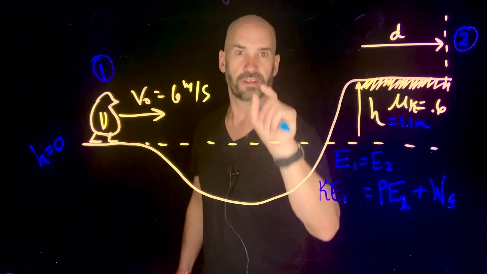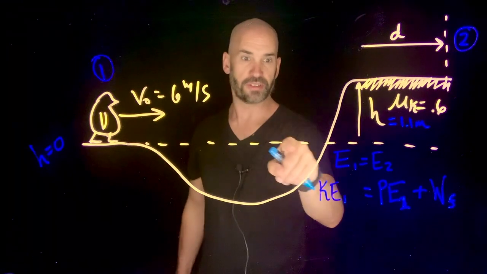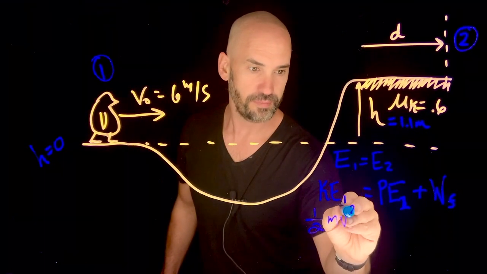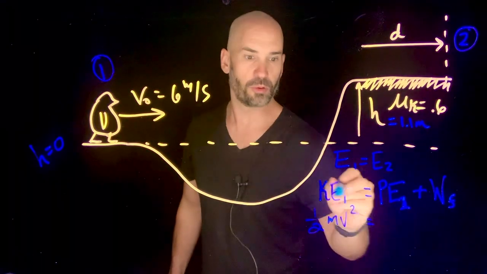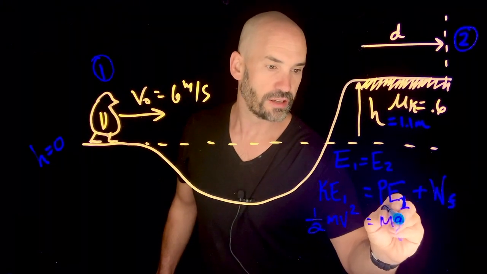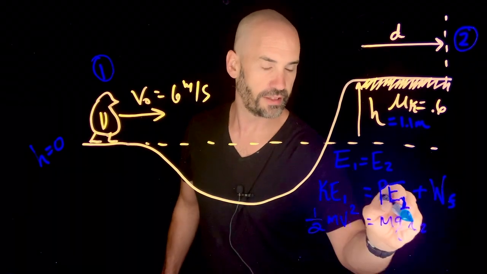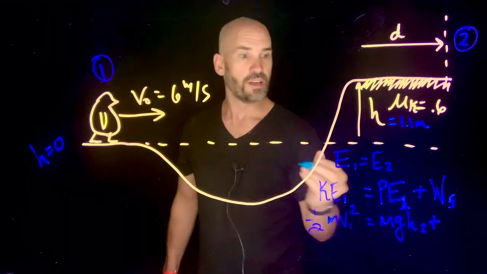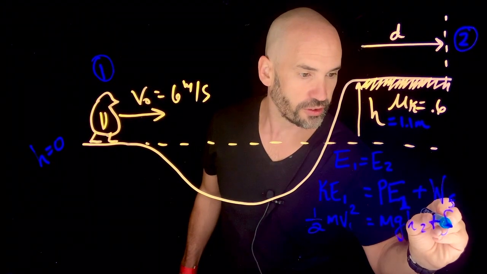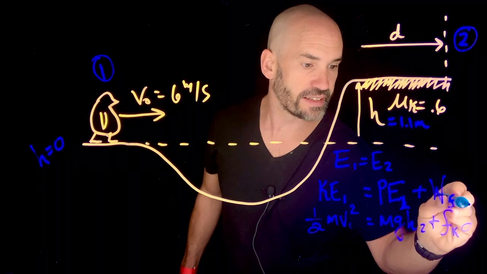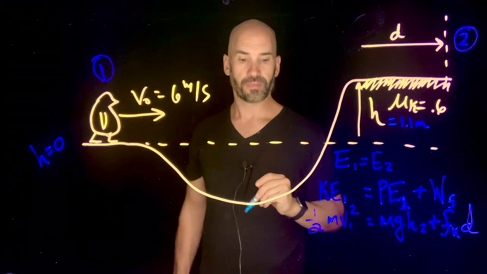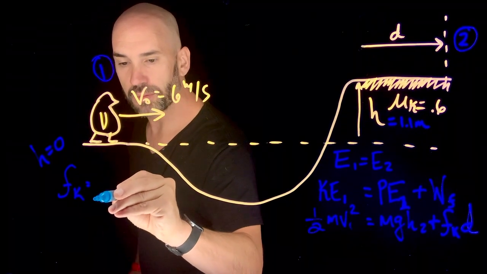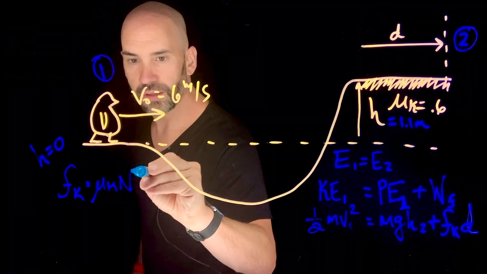So next, third step is we substitute our equations. Kinetic energy is, of course, 1/2 mv squared, right? Potential energy is, of course, mgh. This is V1, H2, right? And then remember, work is force times distance, right? So this is going to be the frictional force, coefficient of friction, times the distance that the penguin moves, okay? But we know that the frictional force is just mu times N, right?